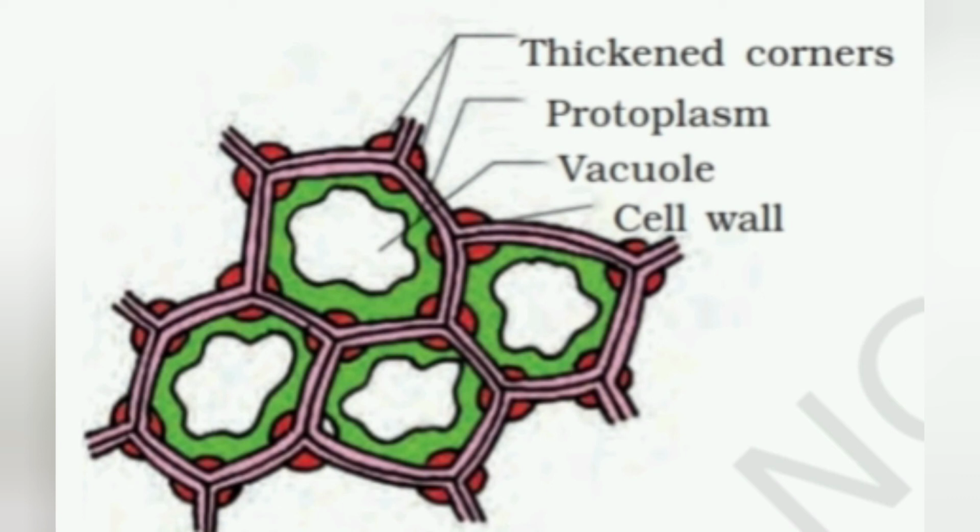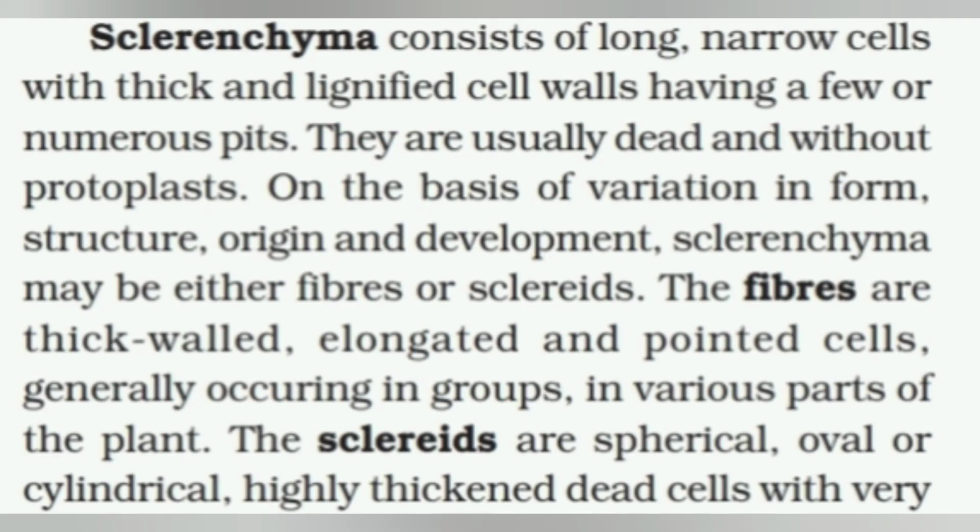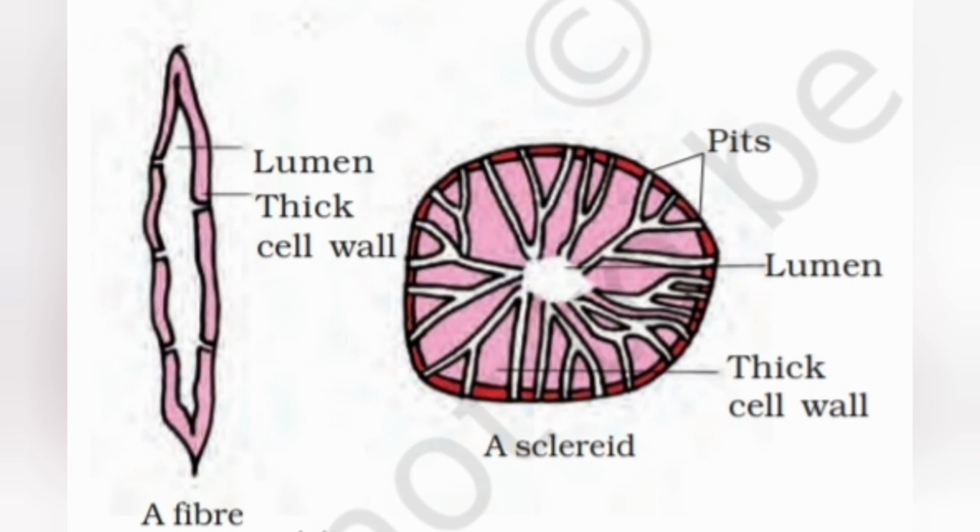Now the next is sclerenchymatous cells. They consist of long, narrow cells with thick and lignified cell walls. See here, lignin deposition on the cell wall is found. So they have very few or numerous pits, pore-like structures in their cell wall for the exchange of things. They are usually dead and without protoplast. On the basis of variation in form, structure, origin and development, sclerenchyma may either be fibers or sclerids. Here we can see pits in the cell wall, very thin lumen, thick cell wall.